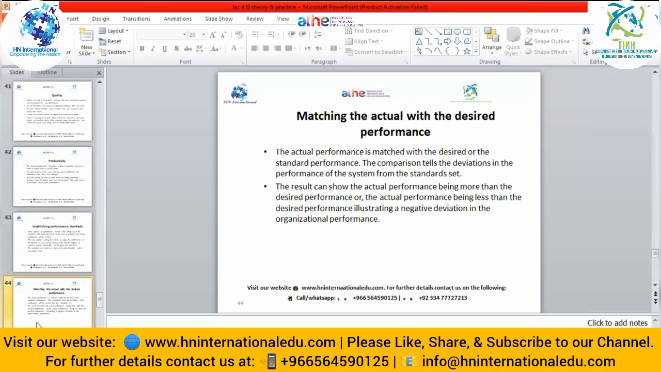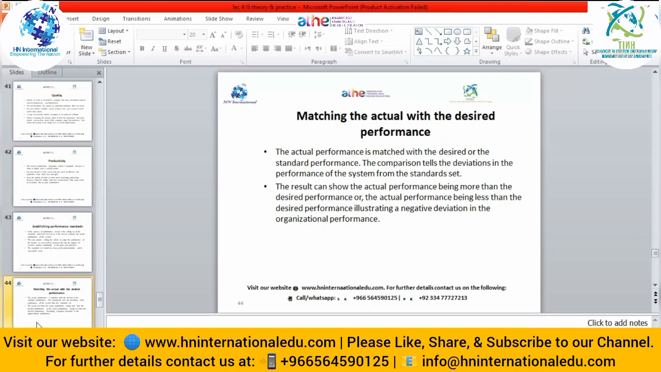Matching the actual with the desired performance. Like our actual performance is 70% and our desired performance was 80%. So we have to match both of these. The actual performance is matched with the desired or standard performance. The comparison tells the deviation in the performance of the system from the standard set. We are far away by 20%, 10%, 3%, 5%. How much we are lagging behind.